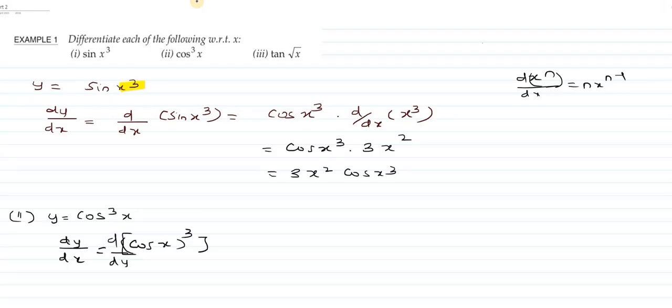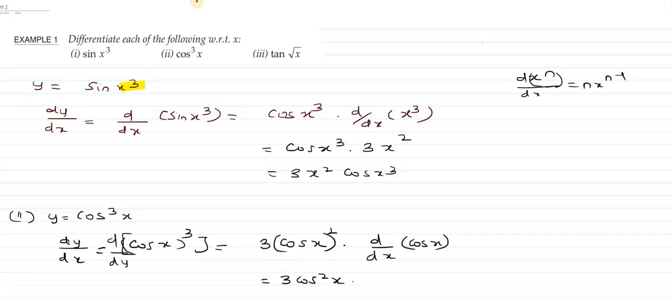You can write it in this way, and you can differentiate if you have a doubt. Okay, so now what will happen? First the power, that is 3 cos x. The function is cos x only. So 3 cos x the whole square, correct? Into the differentiation of the function. So it is 3 cos square x.